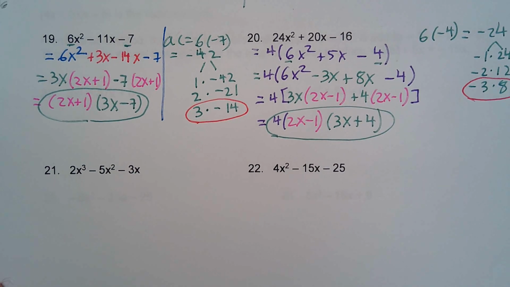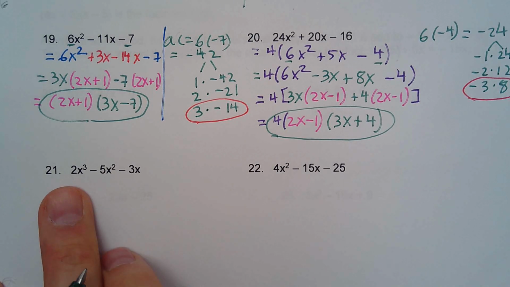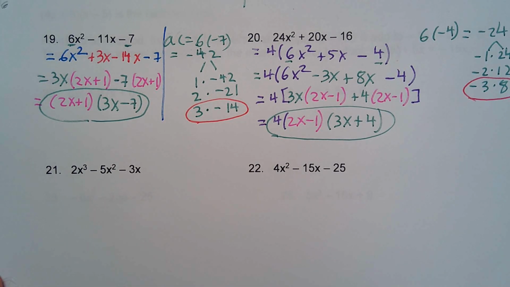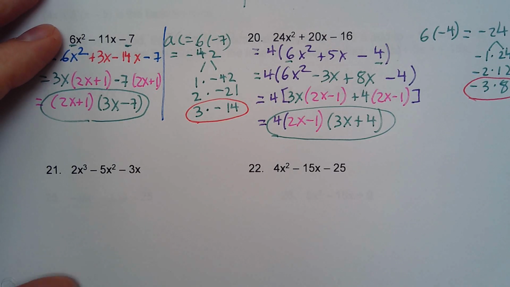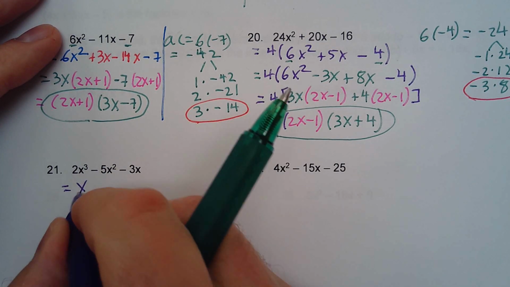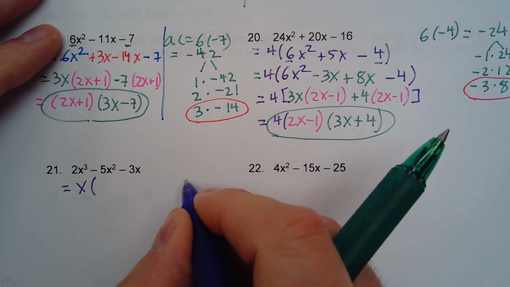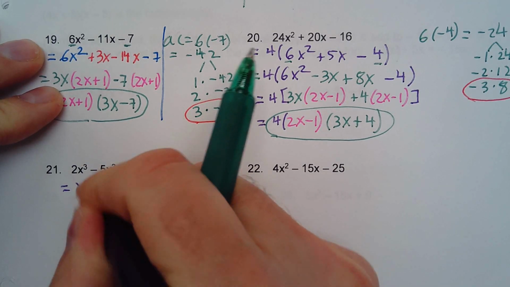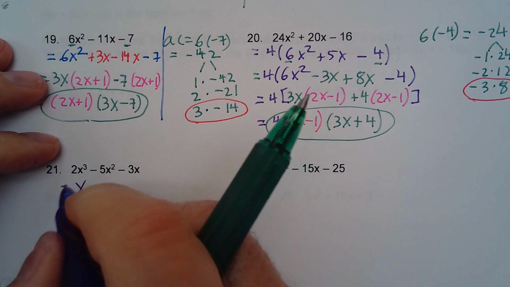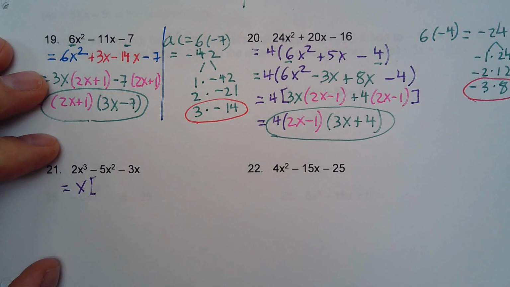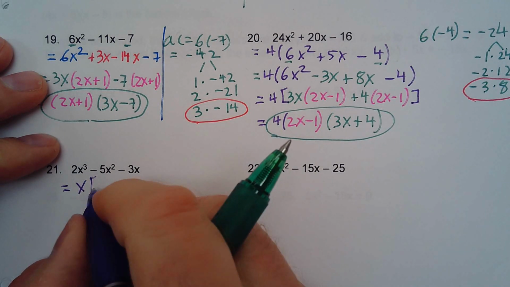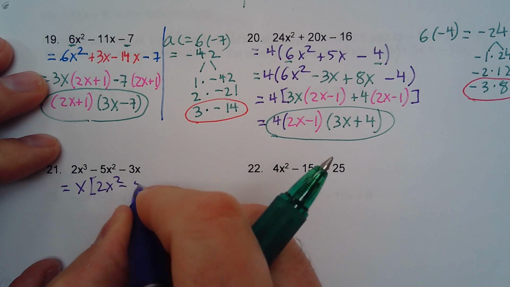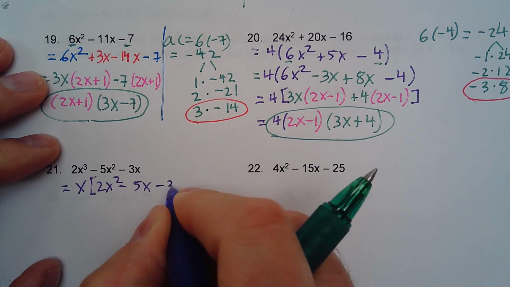Let's try this next one. Well, no greatest common factor numbers, but I do have a greatest common factor of x. So let's factor that out. In fact, let's just do it this way. I'm going to use square brackets. So that gives us 2x squared minus 5x minus 3.